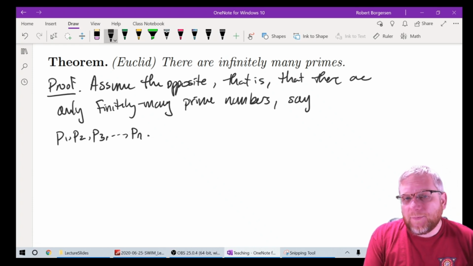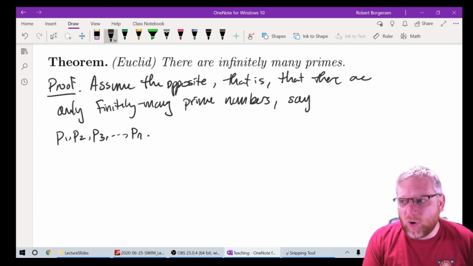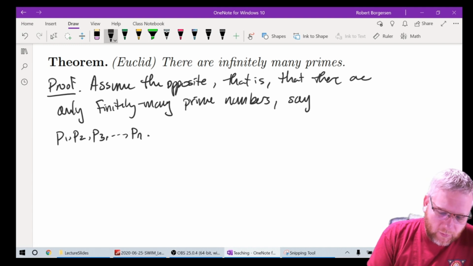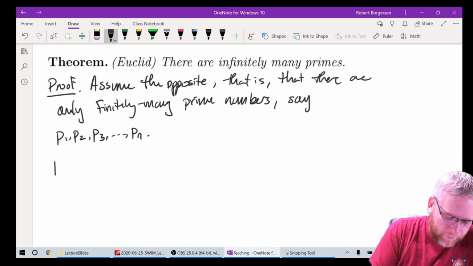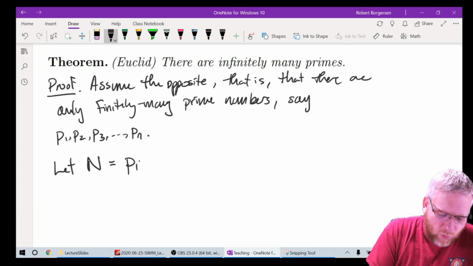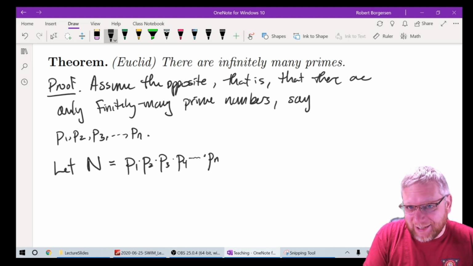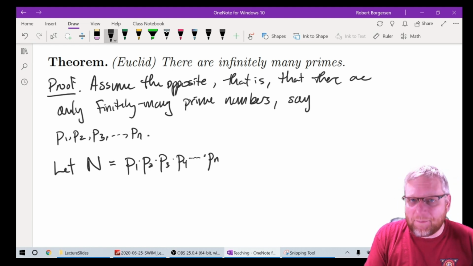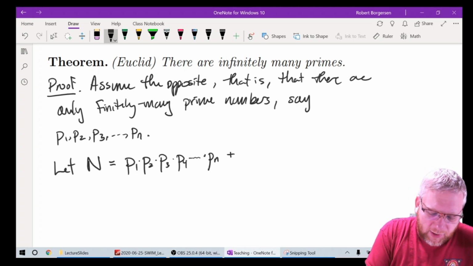Now, what I'm going to do is produce a number that can't possibly be formed by those prime numbers. And so here's the trick to this proof. Let capital N be the number P1 times P2 times P3 times P4 all the way up to Pn. So all the primes that exist multiplied together, so it's a massive number, plus 1.